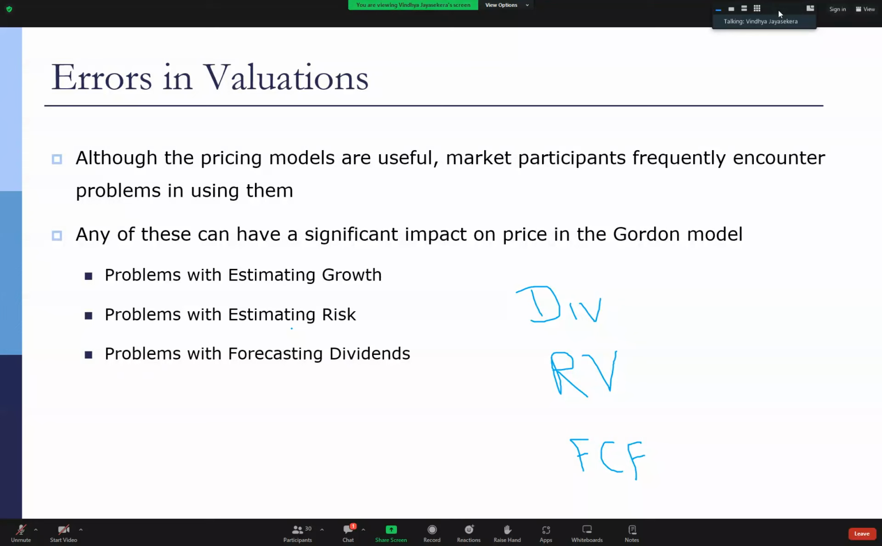Cash flow discount, dividends are also cash flows. Dividend discount models are also a cash flow discount model, right? They're better than your relative valuation models. Everything that we use is an assumption. So the more information that we use that are pure assumptions, the less accurate your model is going to be.